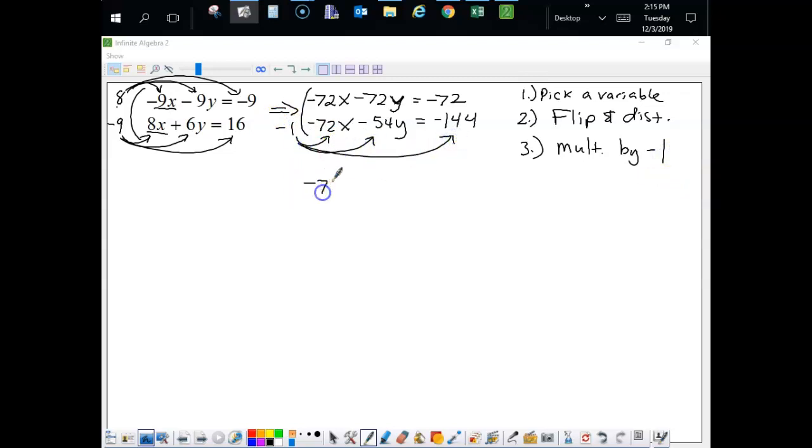The top is not going to change because I'm not doing anything to the top. The bottom, all the signs are going to change. The bottom is positive, positive, and positive. So by doing that, these two things are now opposites. The purpose of doing that is so that when I add these together, those x's will cancel out. And that's my next step, is to add down.